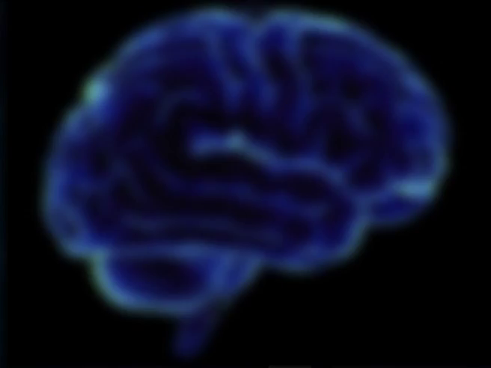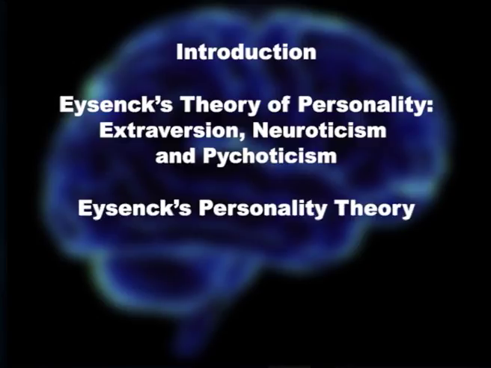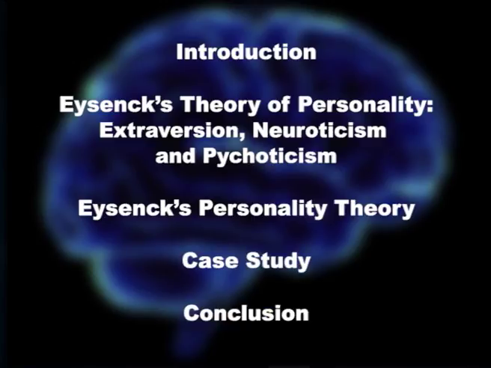I am delighted to present this lecture on Eysenck's theory of personality and crime. Before we start our chapter with the introduction, let's look at the other modules we will study in this chapter. Module 1 is the introduction, Module 2 is Eysenck's theory of personality: extraversion, neuroticism and psychoticism. Module 3, Eysenck's personality theory. Module 4 is the case studies and Module 5 is the conclusion. So, dear students, let us start with Module 1, which is the introduction.